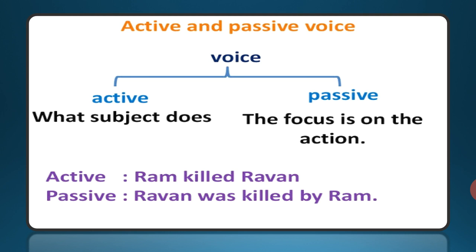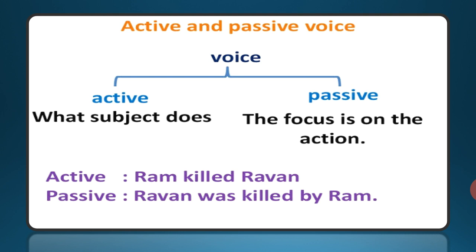Actually, voice is categorized into two types: active voice and passive voice. Active voice means what a subject does towards the object. I have given the definition here. Passive voice means the focus is on the action. The doer, that is the subject, does something towards the object in active voice; in passive, the action is done to the subject.